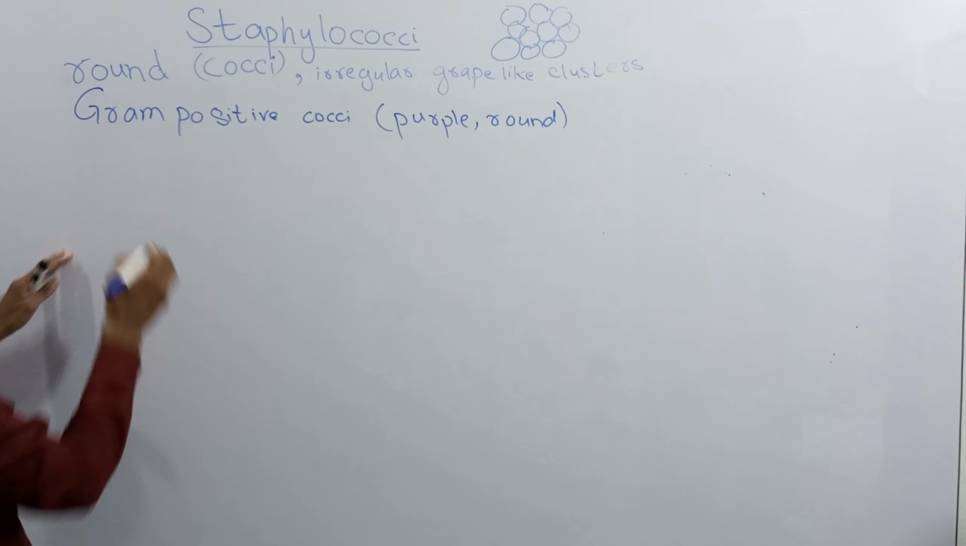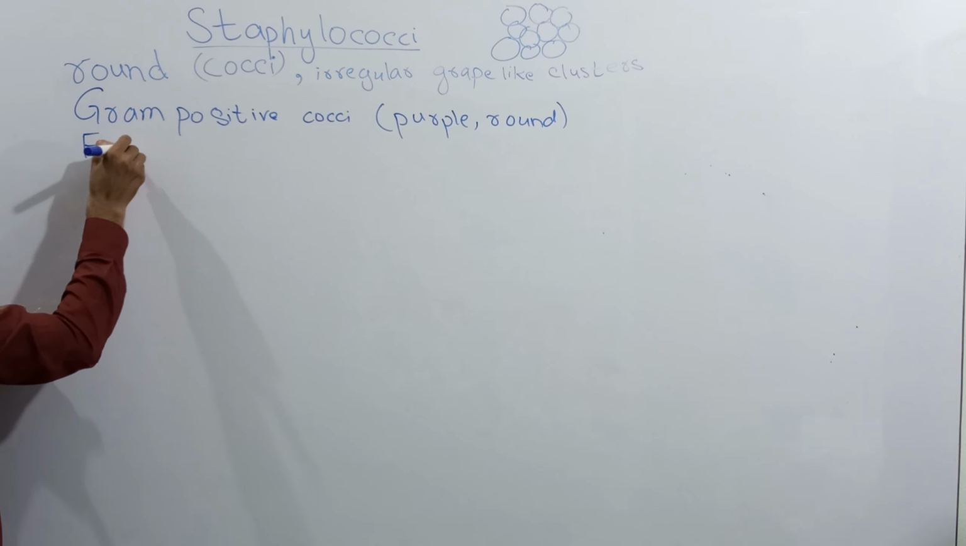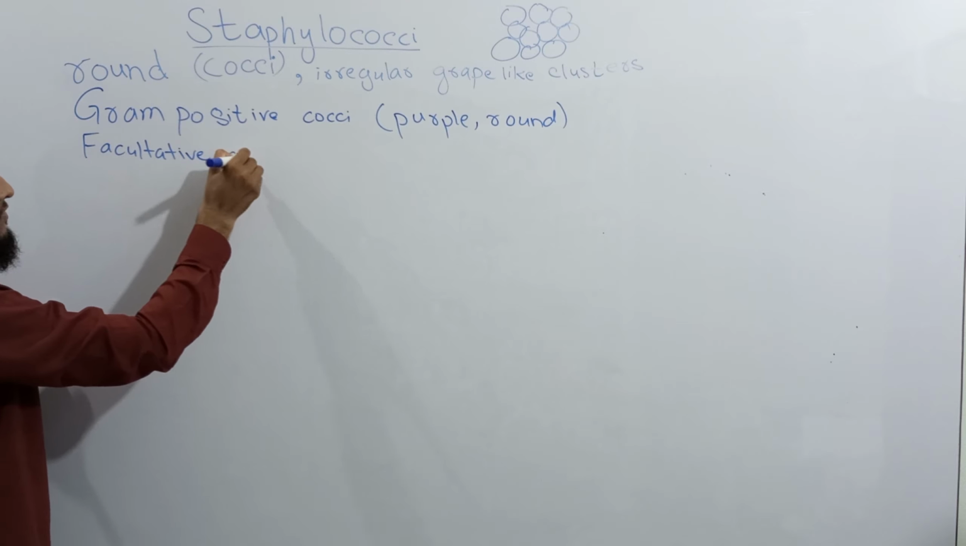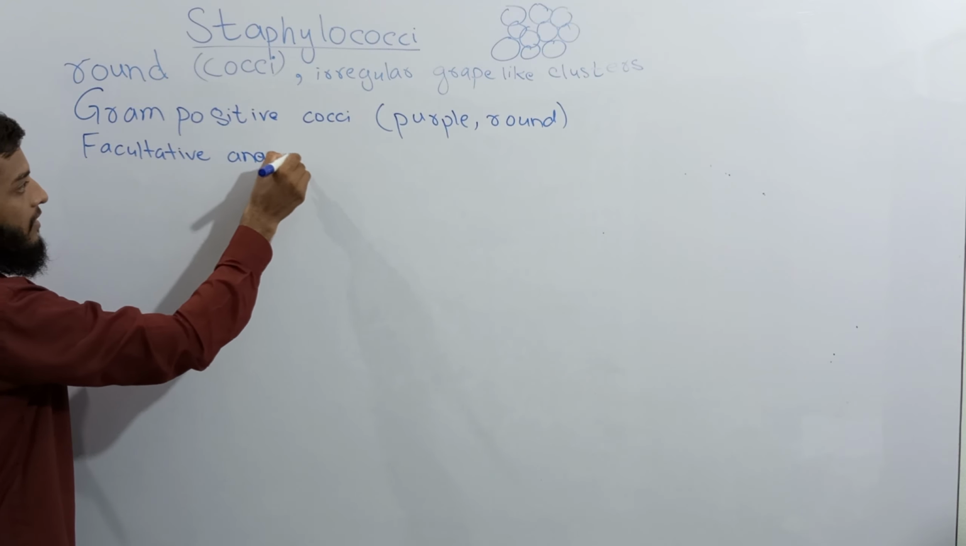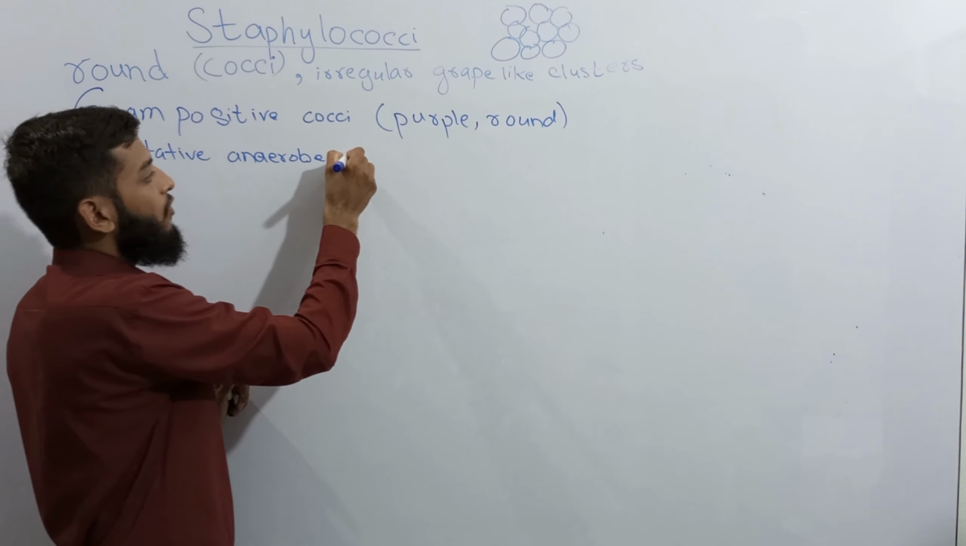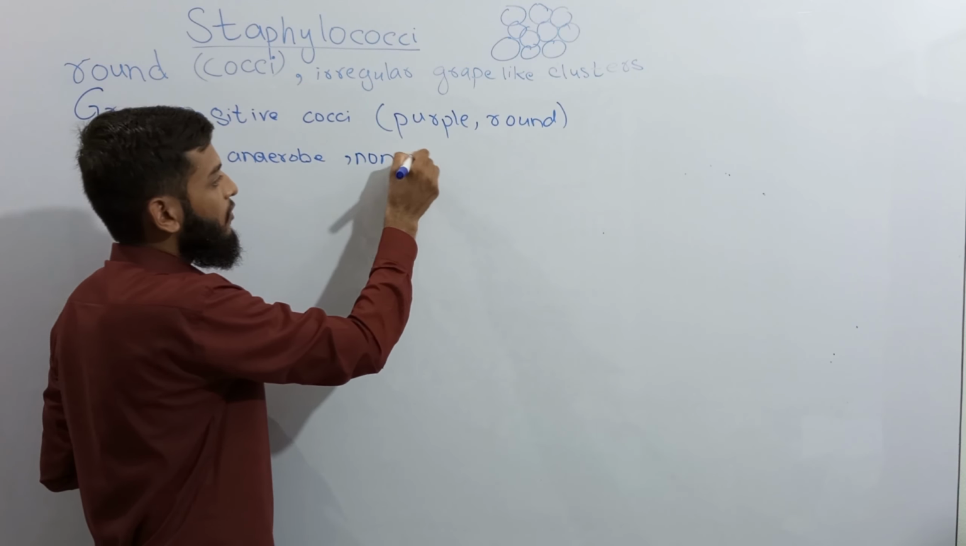Also, staphylococci are facultative anaerobes. That means they can live in the presence of oxygen and in the absence of oxygen as well. They are non-motile and non-spore forming.